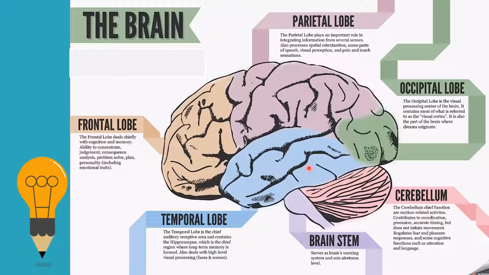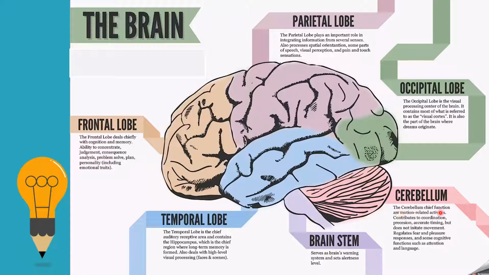The hippocampus is extremely important, which we'll learn more about later on. So the temporal lobe is the chief auditory receptive area and contains the hippocampus, like I said, which is the chief region where long-term memory is formed. So the hippocampus is where the long-term memory is stored, and the temporal lobe also deals with a high level of visual processing. Now the brain stem here serves as a warning system, an alarm system for environmental hazards.